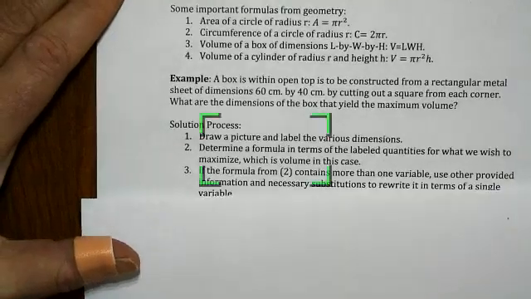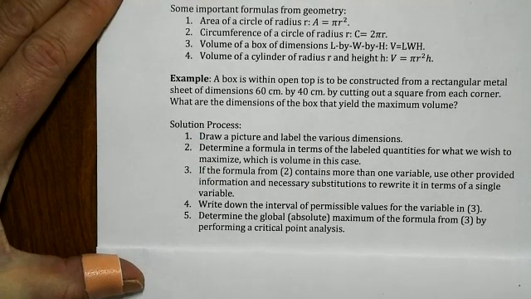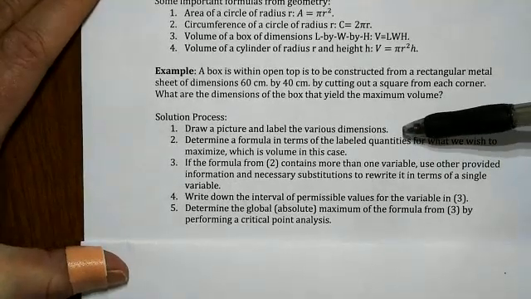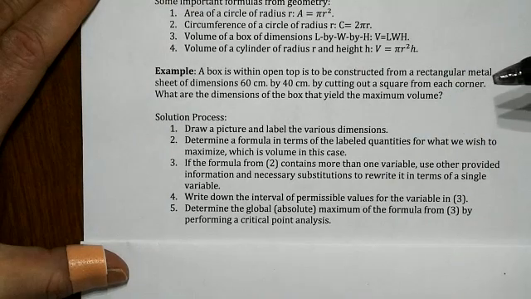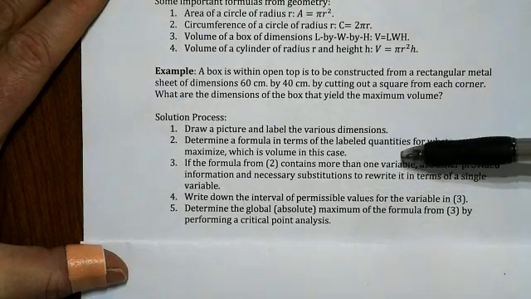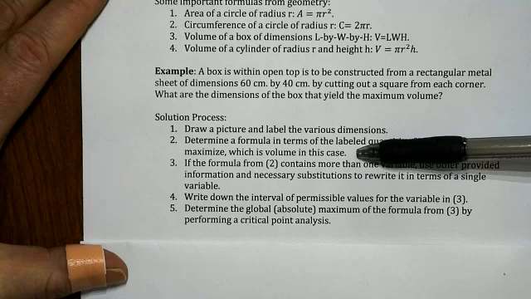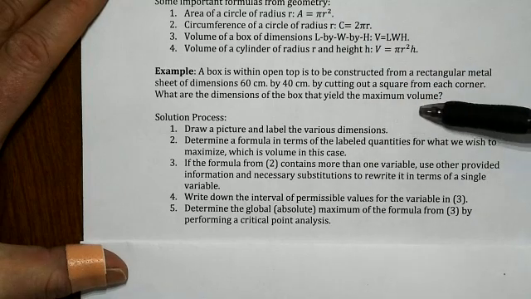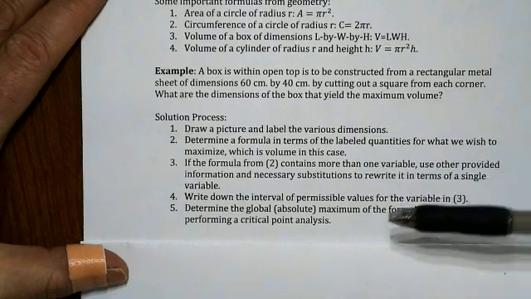Now the solution process we're going to use, which is quite similar for all types of problems, is as follows. We of course draw a picture and label various dimensions using letters that make sense: L for length, W for width, R for radius, and so on. Then we determine a formula in terms of the labeled quantities for what we wish to maximize. So in the case above, we want to maximize the volume. So we're going to find a formula for the volume in terms of what we've labeled in part 1.